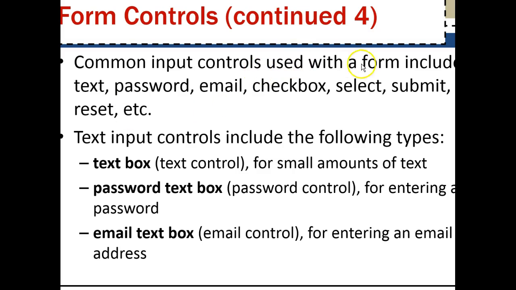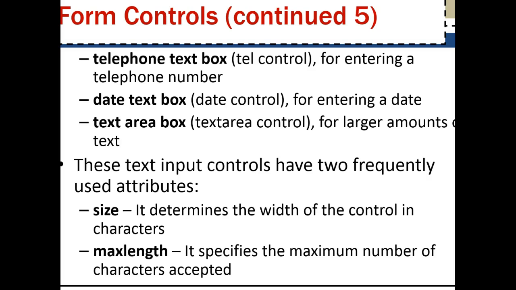The common input controls used for forms include text, password, email, maybe checkbox, selection, submit, reset, etc. The text box is the text control for a small amount of text. The password text box is a password control for entering the password. The email text box is an email control for entering an email address. Then we also have the telephone text box for entering a telephone number, the date text box for entering a date, and the textarea text box for a larger amount of text, maybe comments and things like that that they want to put.